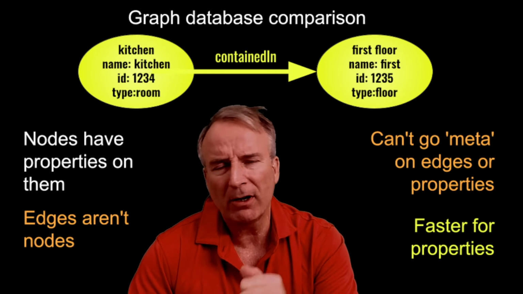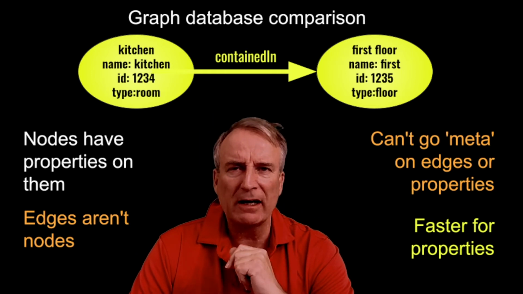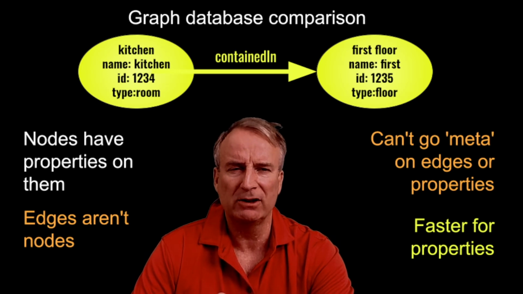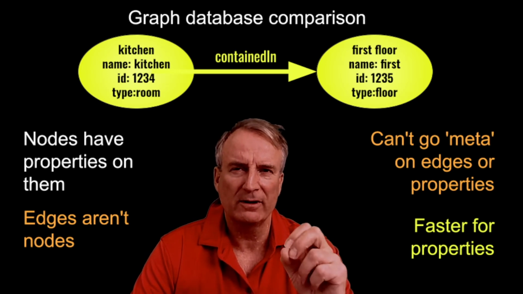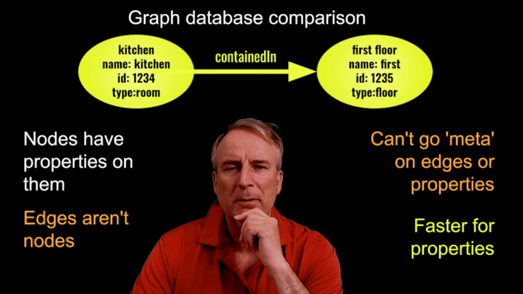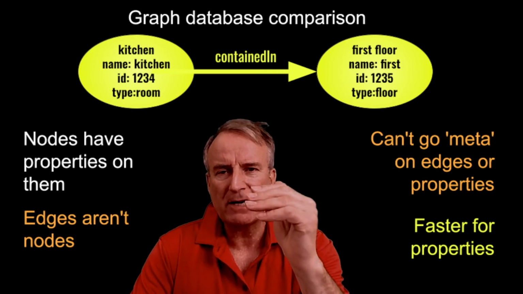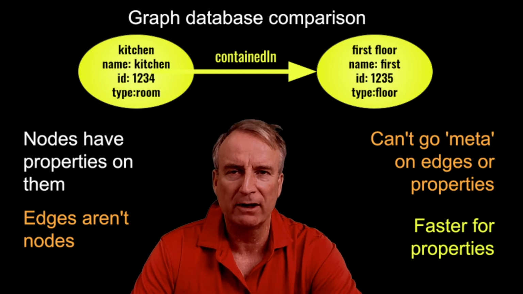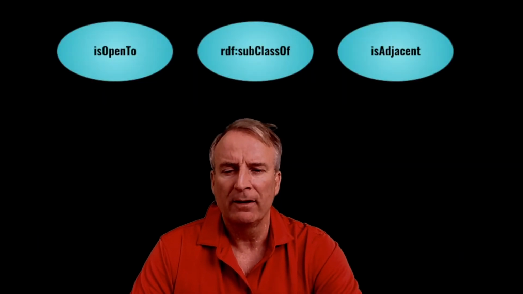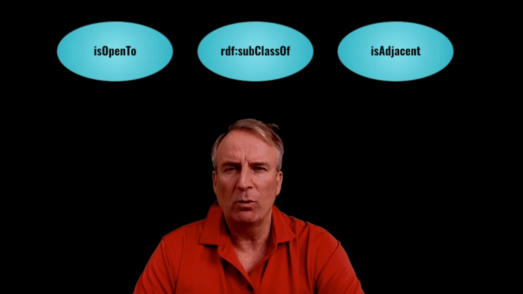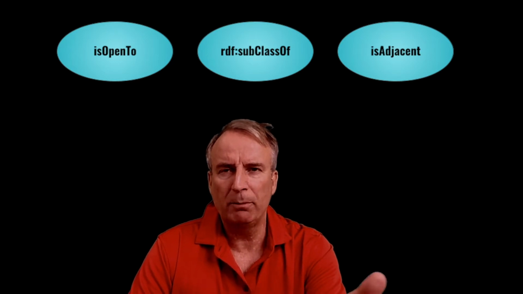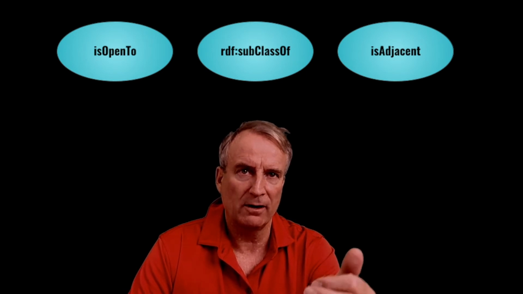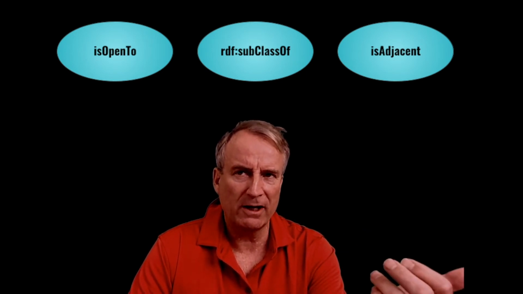But we can't tell you anything much about that contains in. It's just an edge. It's just a label on an edge. It's not a node itself. In semantic web, we put a node in the middle. And that allows us to go meta, all the way up to reason about what that relationship means. For example, in semantic web, we can say that the is open to relationship is a subclass of being adjacent.